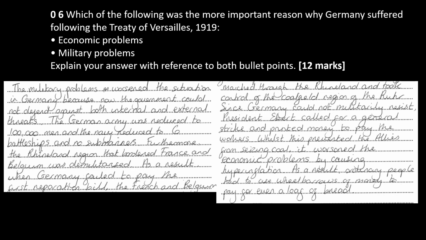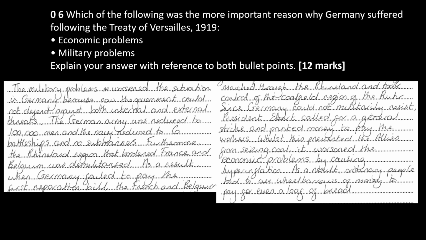For this paragraph, I have written the following. The military problems worsened the situation in Germany, because now the government could not defend against both internal and external threats. The German army was reduced to 100,000 men, and the navy reduced to 6 battleships and no submarines. Furthermore, the Rhineland region that bordered France and Belgium was demilitarized. As a result, when Germany failed to pay the first reparation bill, the French and Belgians marched through the Rhineland and took control of the coalfield region of the Ruhr.